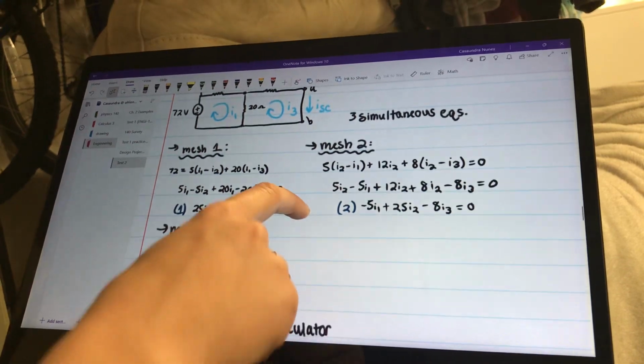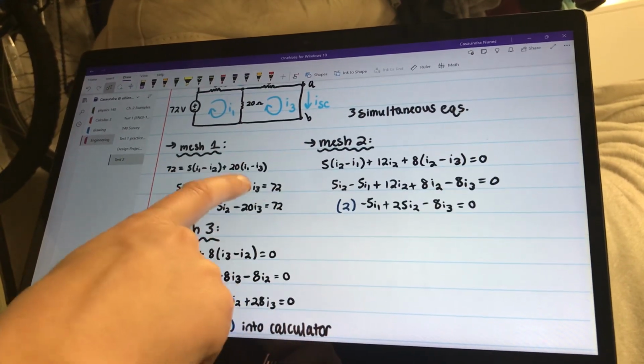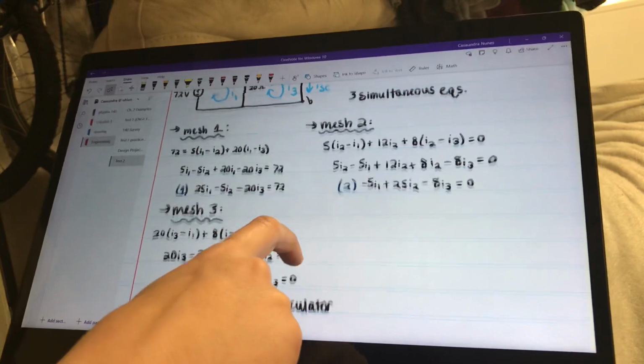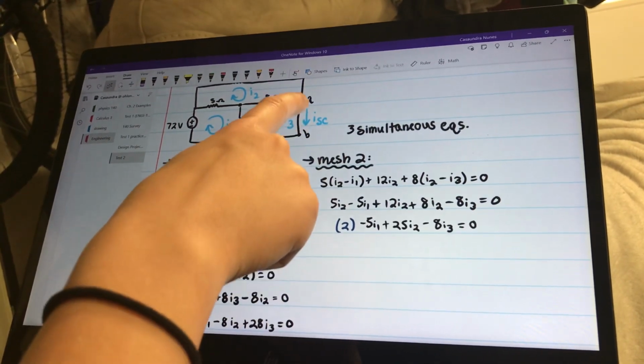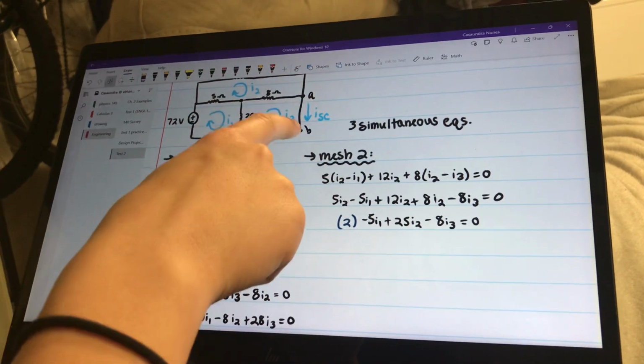So we have to do the whole process again because it is going to be a bit different. These equations will change a little bit now that there is a third unknown variable. And we can see that our I source here, or ISC, is going down here.